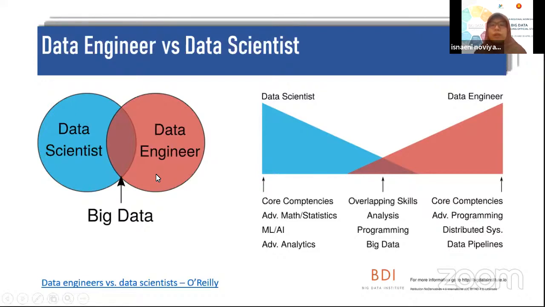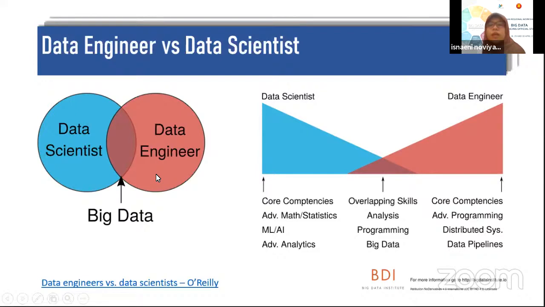For analysis, however, the data scientist's analytic skills will be far more advanced than a data engineer's analytic skills. A data engineer can do some basic to intermediate level of data analytics, but maybe it will not be the same as the skill of a data scientist. From the programming aspect, both data scientists and data engineers have programming skills. But data scientists can use their programming skills to build a data pipeline, because the data pipeline is a skill that is needed by a data engineer.